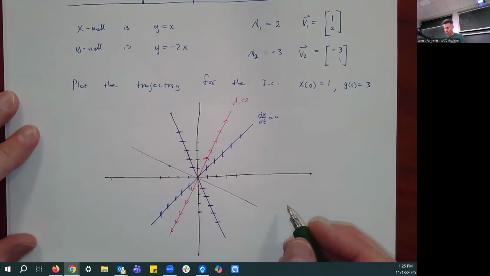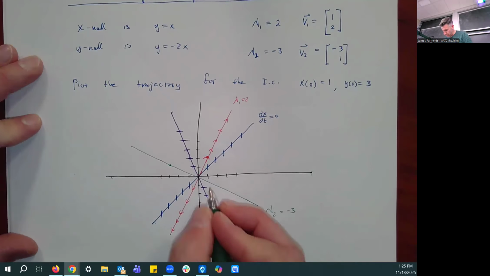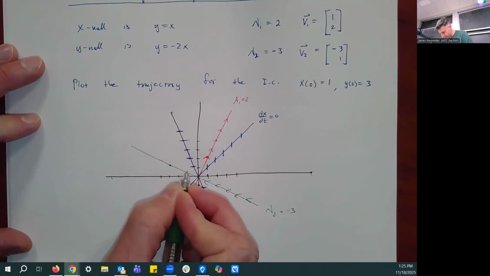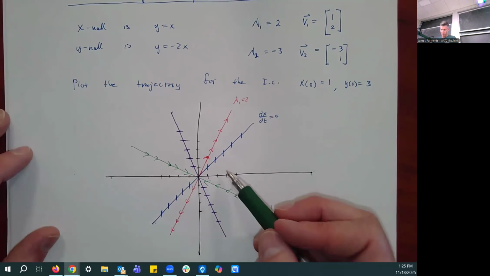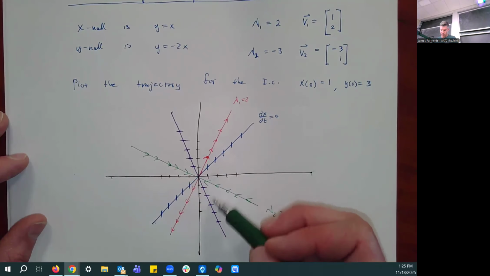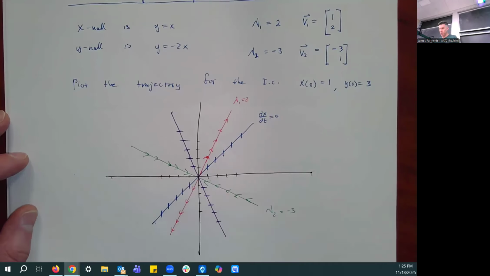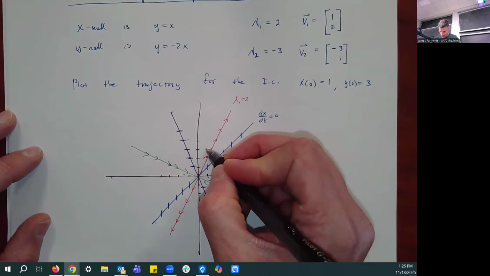So here, for lambda 2 equal to negative 3, these are all going to be pointing inward towards the origin. So something over here between these two had better be pointing left and up. Or over here, right and down. And then if we look at our initial condition of (1, 3) up here.